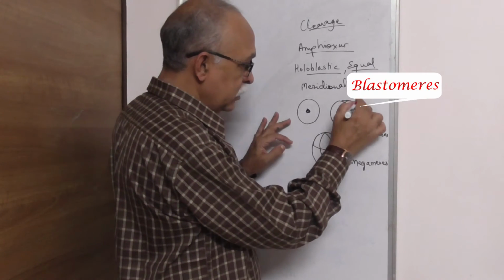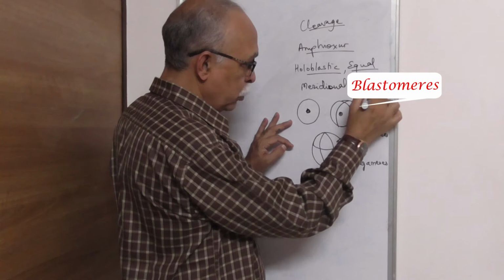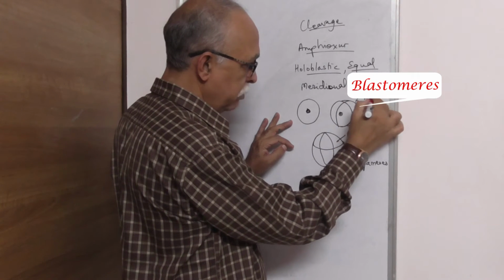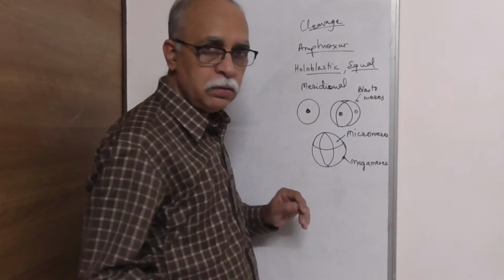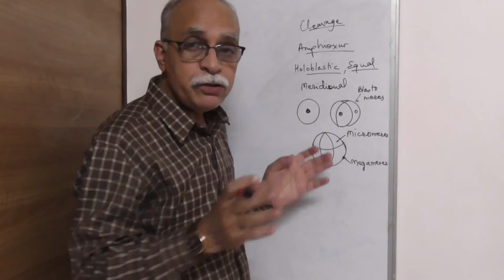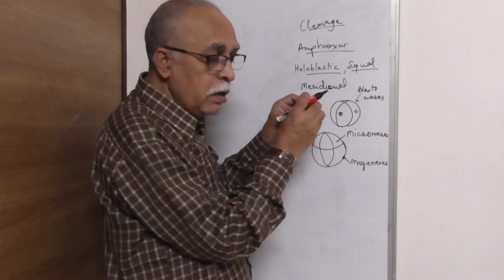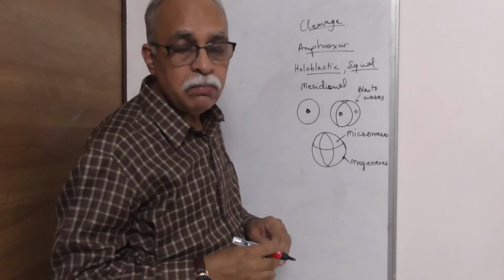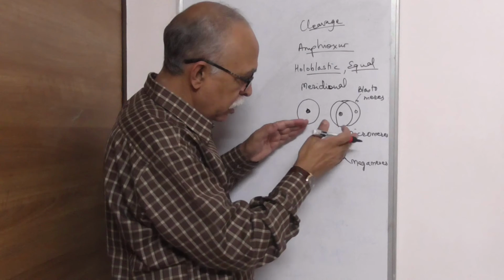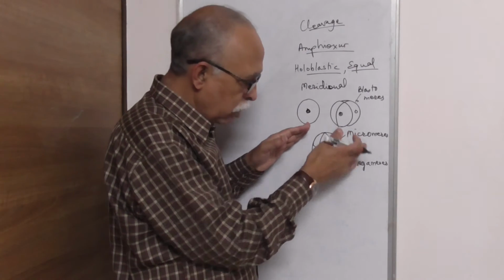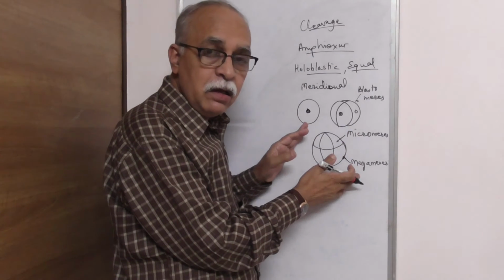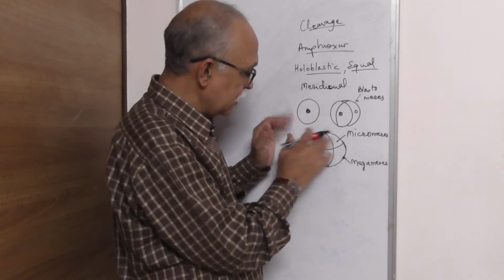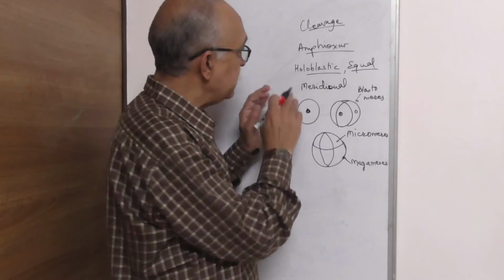In general, these cells will be called blastomeres. Why so? Mere means a part, blast means a fission. So part of the cell separated, formed because of the fission, blastomeres. And here micromeres because these are smaller, megameres because these are a little larger. This is the kind of cleavage that would take place in Amphioxus.